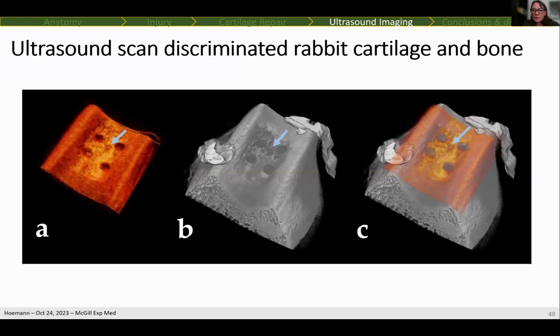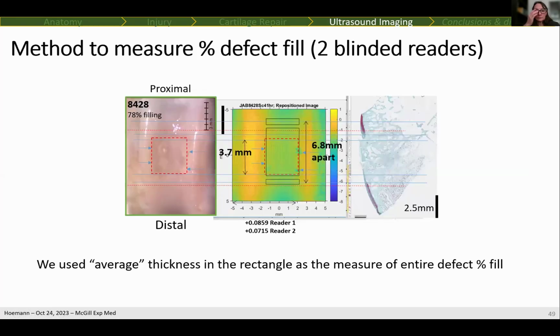So what we found was you can discriminate between cartilage and bone with this technique, and there are some spots you can see where there was no cartilage repair and it was overlapping with the micro-CT scan, but there is a gap between the cartilage surface and the micro-CT surface when we did the co-registration.